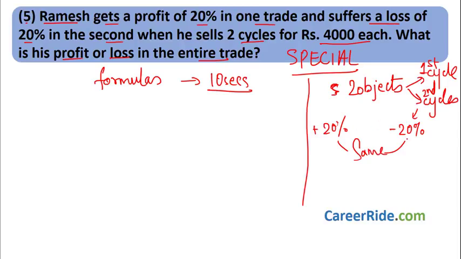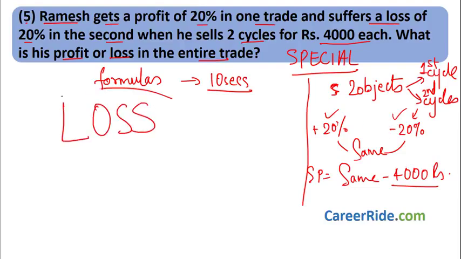Now another specialty about this sum is that selling price for both the cycles is same, that is 4,000 rupees. Both cycles are sold for 4,000 rupees. In one case, he gets profit of 20%, other case he gets a loss of 20%. When such is the case, where the selling price is same, where the profit and loss percent is same, always remember, the person will always suffer a loss. He or she will never get profit.